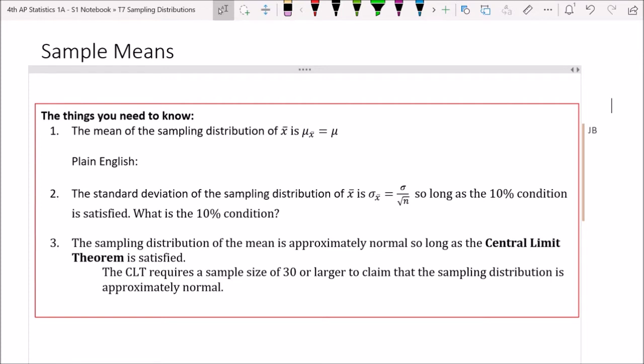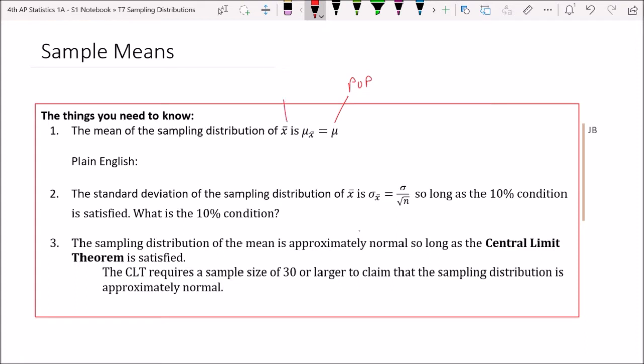Okay. First thing is the mean. The mean of the sampling distribution works the exact same way it did with proportions, where the mean of the sampling distribution of x bar, and it's x bar now because we're talking about means, not proportions, is the same as the mean of the entire distribution. So quick reminder that mu right here is referring to the population, whereas x bar is referring to the mean of any one sample. Both means, but of different things.